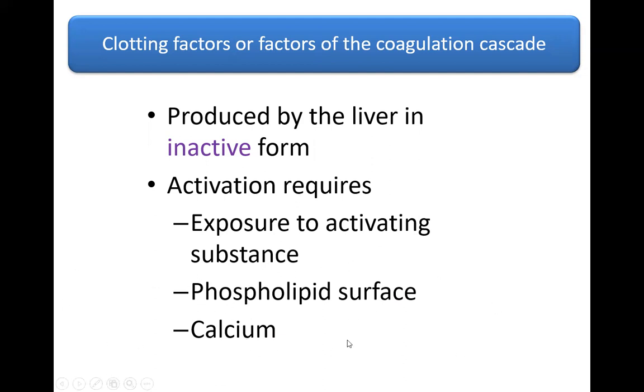Who is providing this phospholipid surface and calcium? Platelets. So some of you are awake, right, Nancy? I wish I knew some other names.